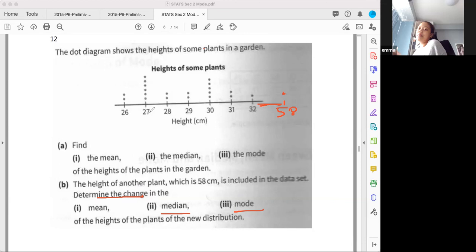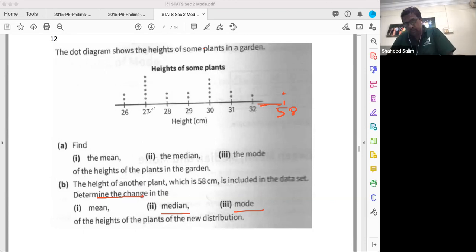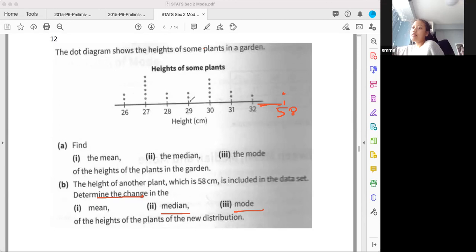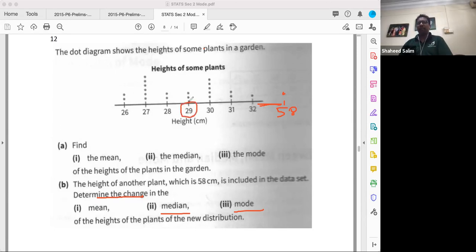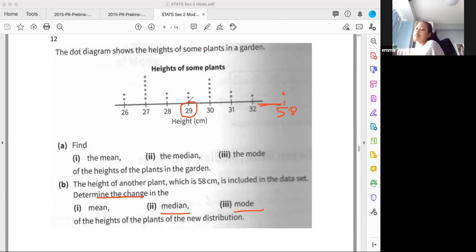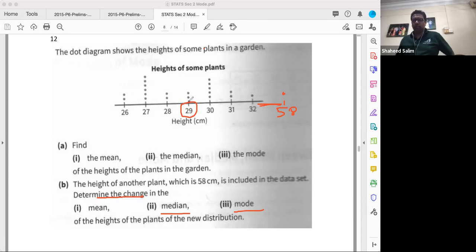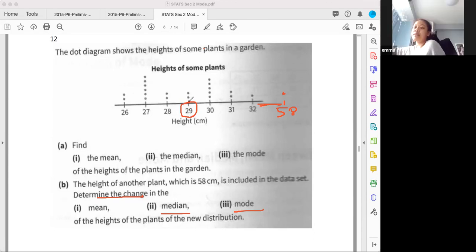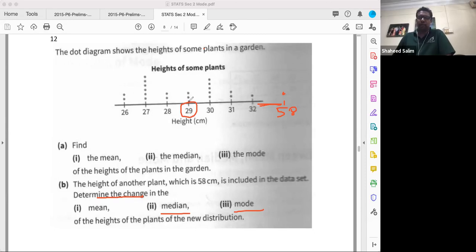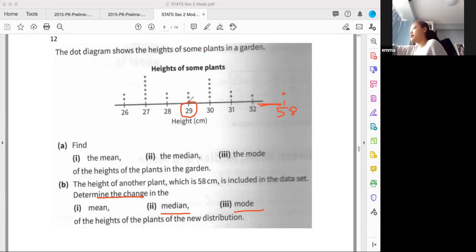Yes, now 21 plus 1 is 22, divided by 2. So you get number 11. So 11 is which height? 1, 2, 3, 4, 5, 6, 7, 8, 9, 10, 11. 29. So the median was 28.5, remember? Now it's 29. So what's the difference between the two? 0.5. Okay. And then now you find the mode. What is the mode? 27. 27 still. So what's the change in the mode? 0. So that is what it is.